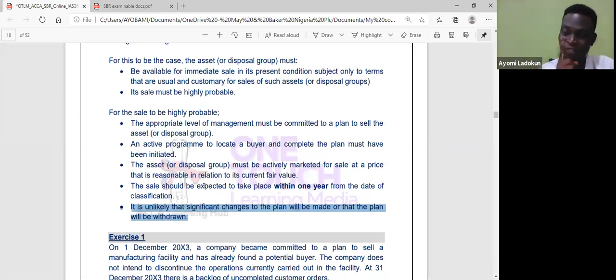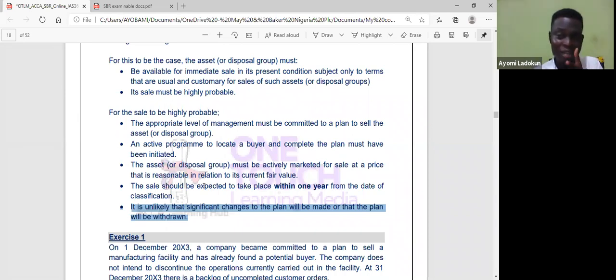Right? So the first thing is they are represented separately on the face of financial position, and they are subject to annual impairment test. Number 3, assets held for sale are no longer depreciated. After all, you don't depreciate current assets, right? Now, are you thinking what I'm thinking? I'm not just teaching you, hey, this is what the standard says, but I want you to think. If assets held for sale are no longer depreciated, wow, brilliant.